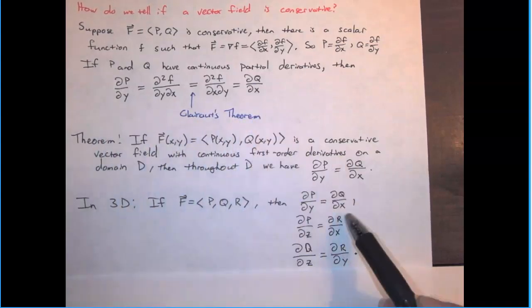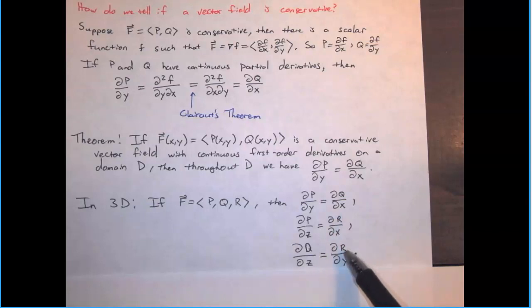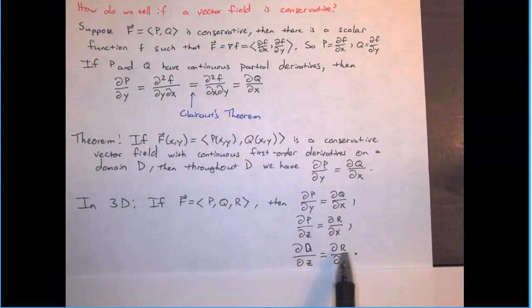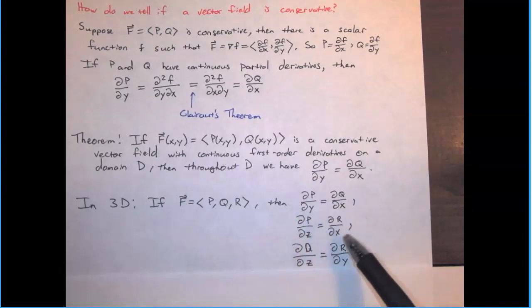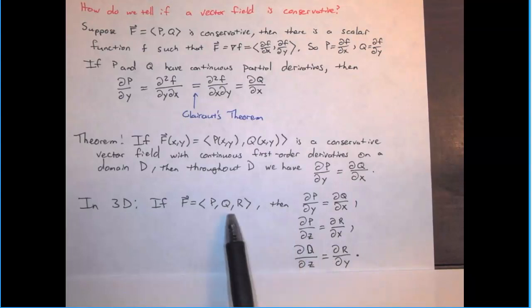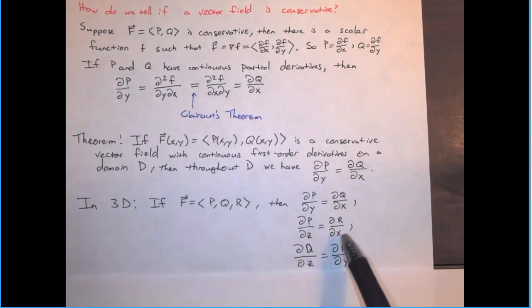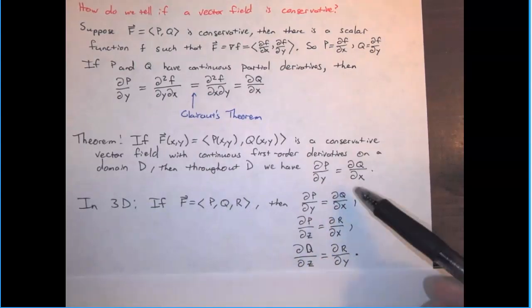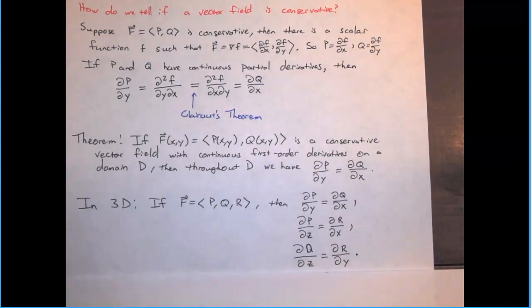And these 2 relationships can be proven the same way that this relationship was proven. You can rewrite these in terms of second order derivatives of your potential functions, so second order mixed partial derivatives of f, and then if they're continuous, we use Clairaut's theorem to switch the order of differentiation, which gives us this equality. Also notice that for these 2 relationships, we also have this diagonal correspondence. P is the first component, x is the first variable, R is the third component, z is the third variable. Similarly, Q is the second component, y is the second variable, R is the third component, z is the third variable. So that's one way to remember what these 3 relationships are for 3-dimensional vector fields.